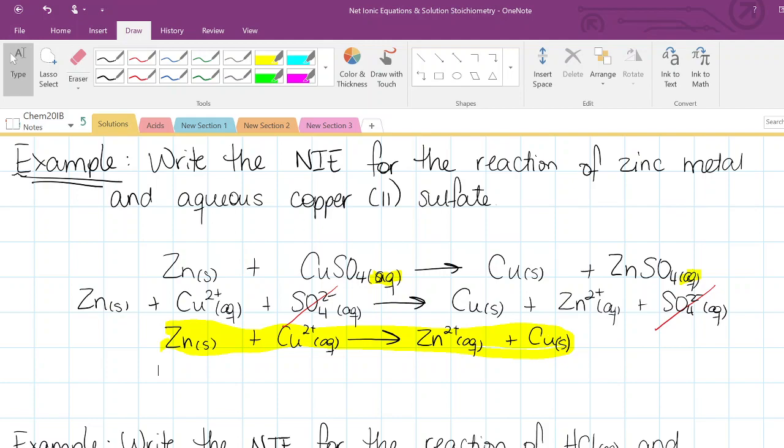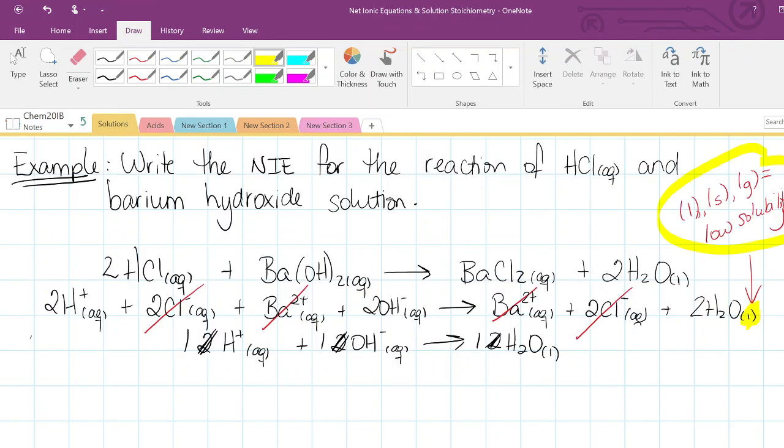The other one I wanted to do is an acid example. Write the net ionic equation for HCl and barium hydroxide in solution. So step one is we write our balanced chemical equation. Okay, so we've written it out, we balance it. Notice that I produce water liquid, not aqueous. And remember that anything that is liquid, solid, or gas is considered low solubility, so those will not dissociate or ionize in solution, they'll remain as is.